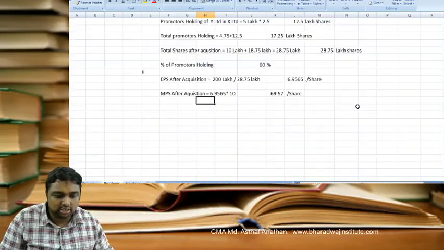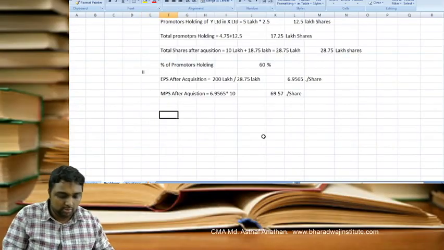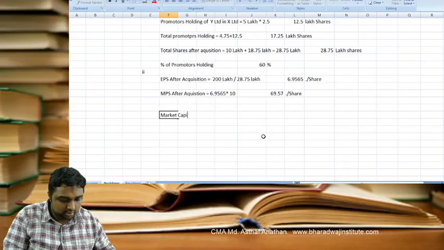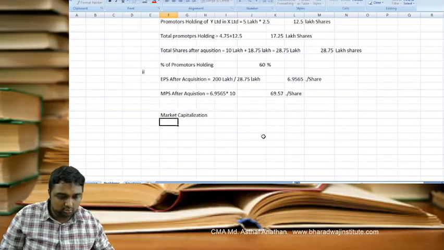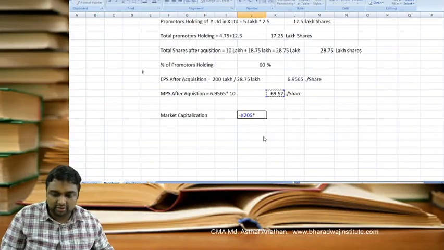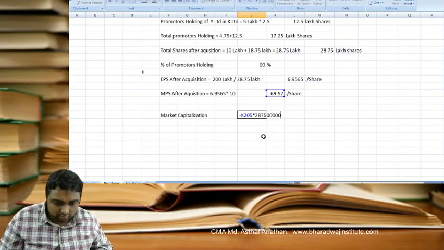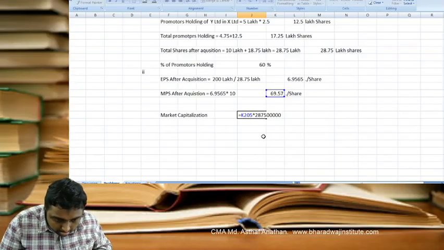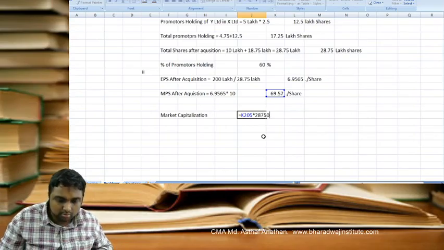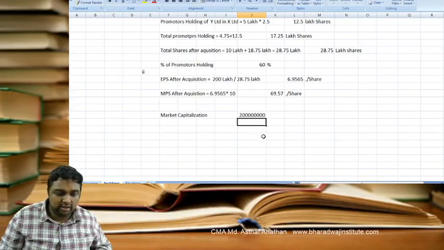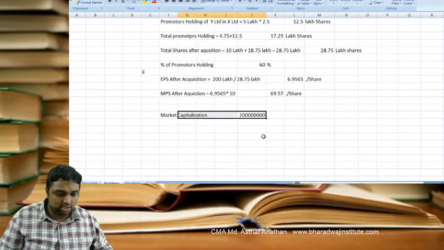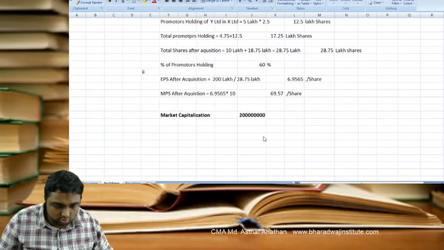What is the market capitalization? Market cap is nothing but market price into number of shares. So market capitalization equals your market price 69.57, a small rounding will be there, into the total number of shares, 28 lakh 75,000. So this will be the market capitalization. I guess it's 2 crore somewhere.